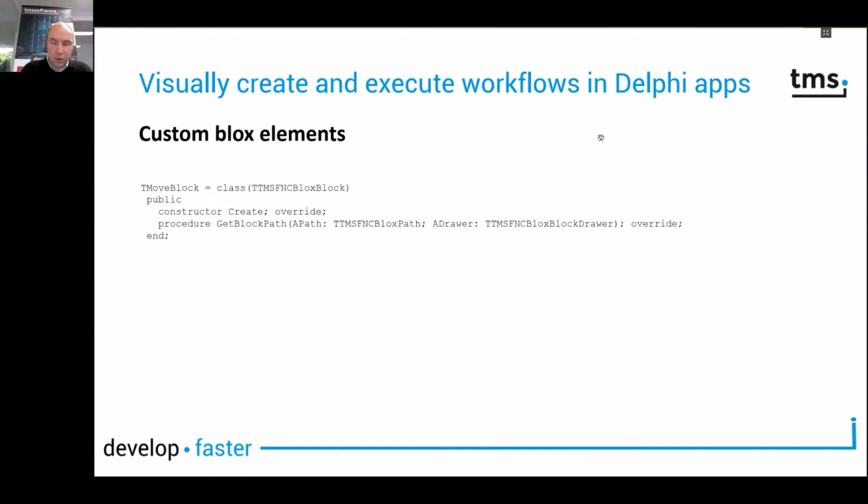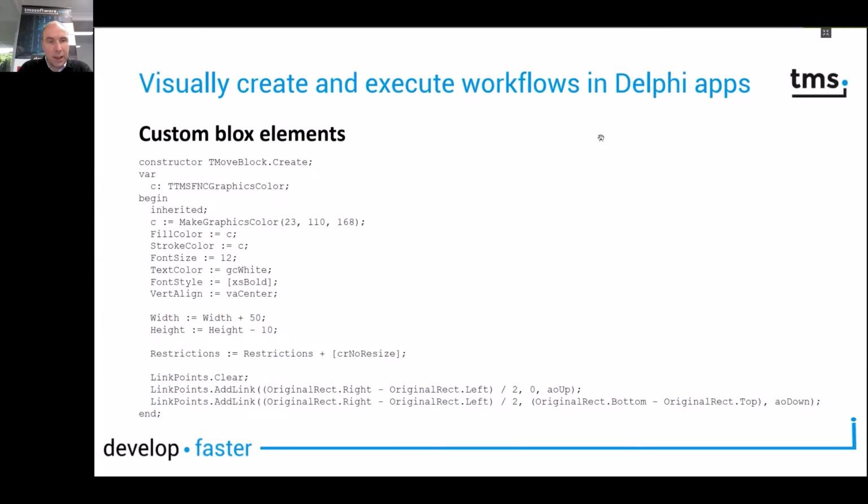In the constructor, you will see in a moment that we can do things like initialize color and text, but also initialize link points on this block. So this is an example piece of code where some color and border color is preset, as well as font size, font color, etc. The size of this block is also preset, so it is 50 pixels larger than the default width for a block, and the height is somewhat smaller.